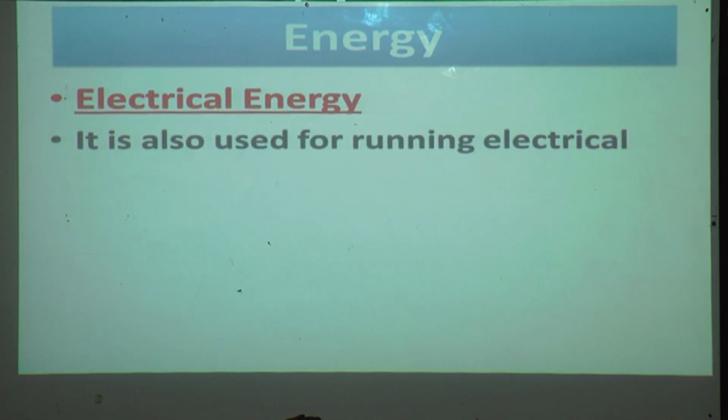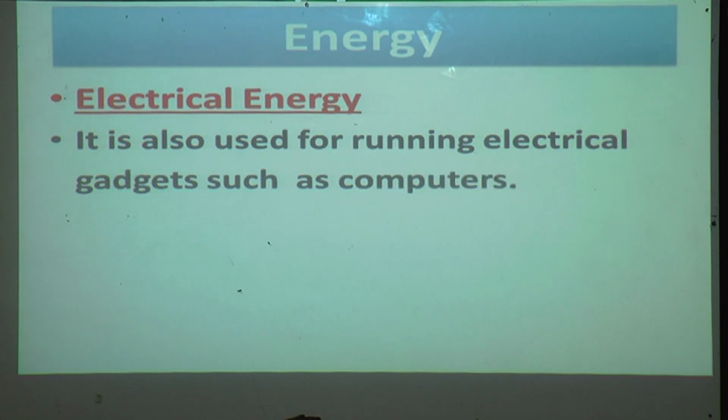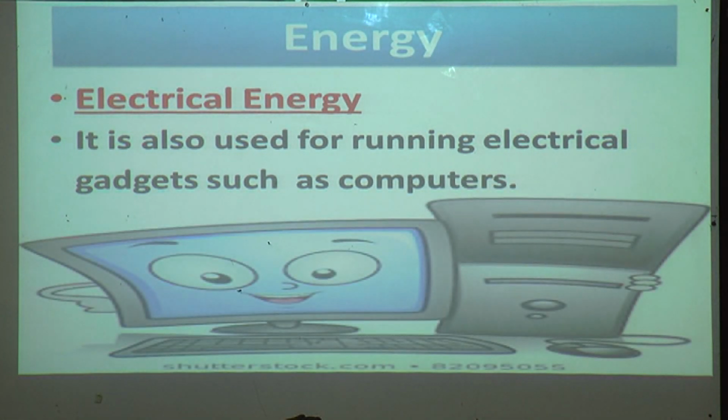It is also used for running electrical gadgets such as computers. Yes, to run the computer we have to use electrical energy. When we switch on the button, only then will the computer run. If we switch off the switch, it will not work. So to run gadgets or the computer we need electrical energy.